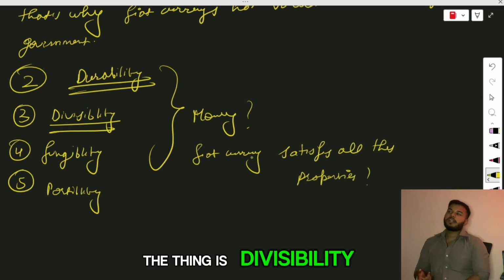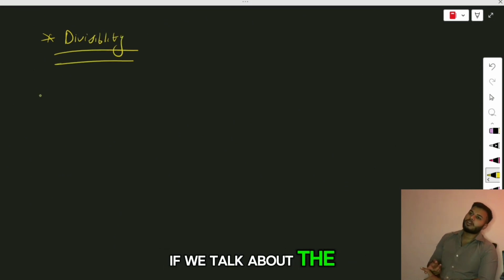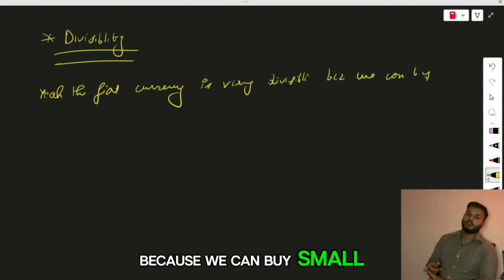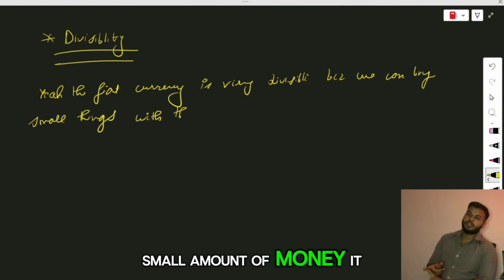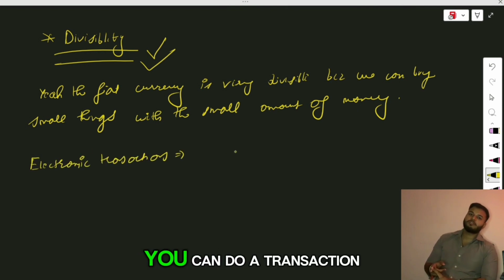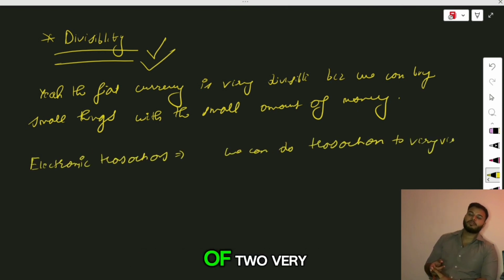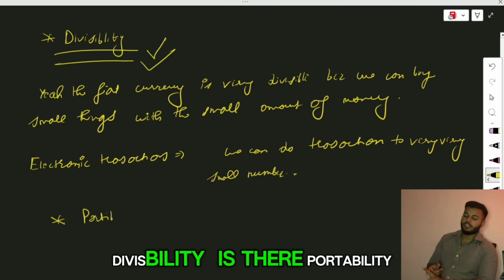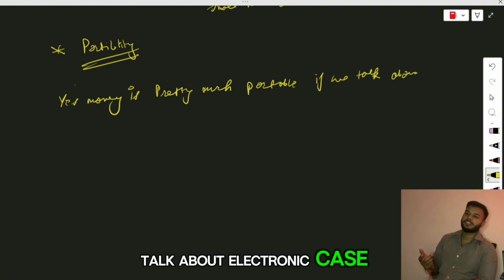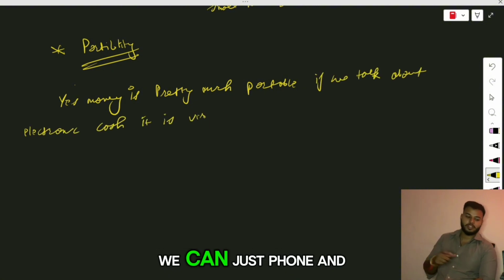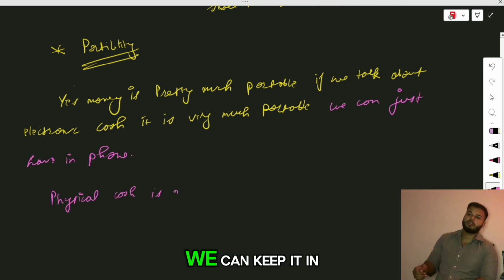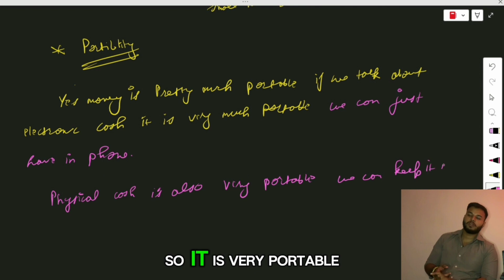So if we talk about divisibility of fiat currency, yes, it is very divisible, because we can buy small things with a small amount of money. If we talk about electronic transactions, we can do a transaction up to a very small number. Portability, yes, money is pretty much portable. Electronic cash is very portable. We can have just a phone and we have a lot of money. And physical cash is also very portable. We can keep it in a pocket and all. So it is very portable.